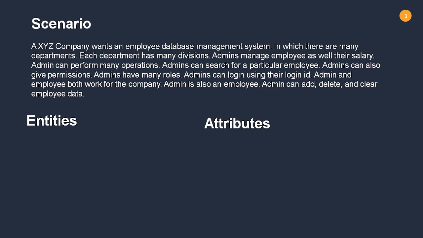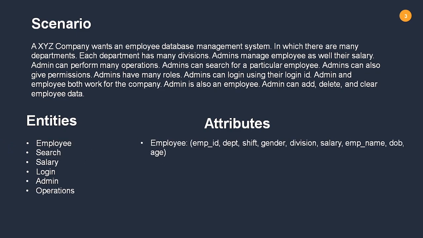Here, for the following scenario, we have defined 6 entities which are employee, search, salary, login, admin and operations, which have the following attributes. Employee includes employee ID, department, shift, gender, division, salary, employee name, date of birth and age.